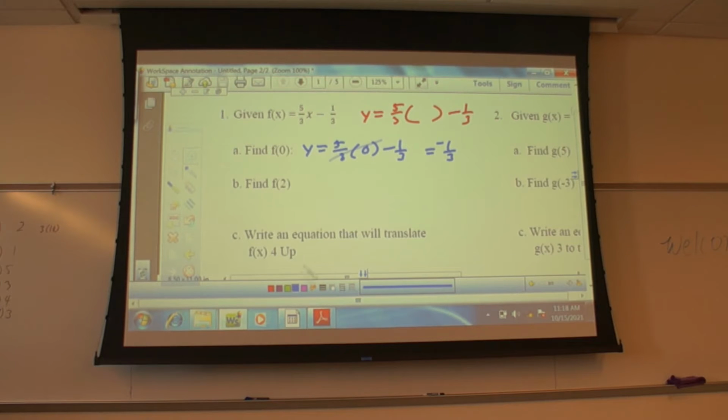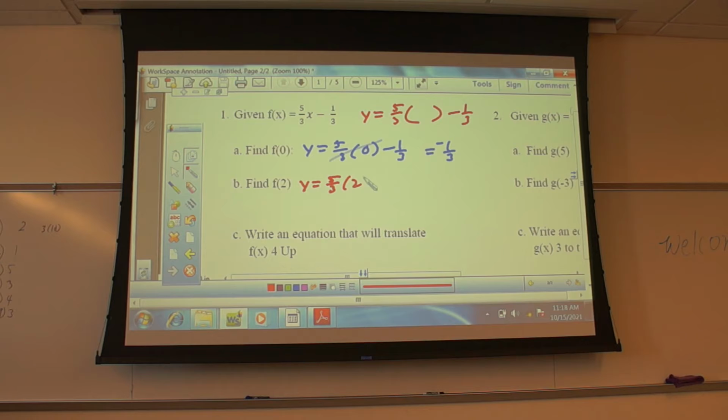Now if I did f of 2, it's the same thing, only I'd be putting 2 into this space here, right? So if we did that, we would end up with y equals 5/3 times 2 minus 1/3. And you just pop that into your calculator, and maybe you'll get a decimal, that's fine. But you should be comfortable with the idea that 2 is the same thing as 2 over 1, and you can multiply fractions.